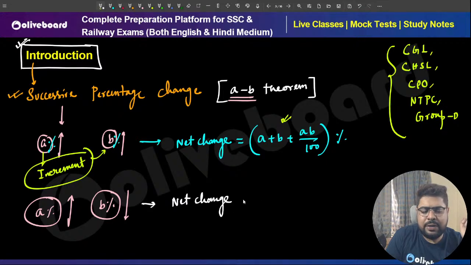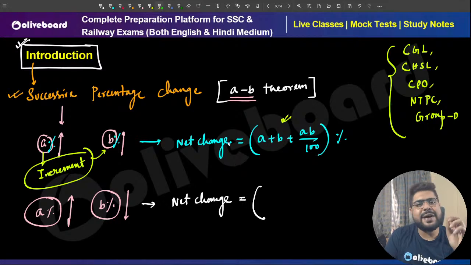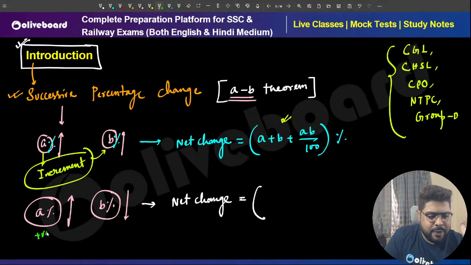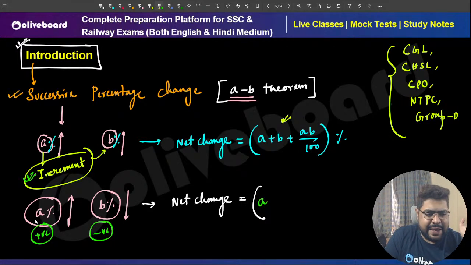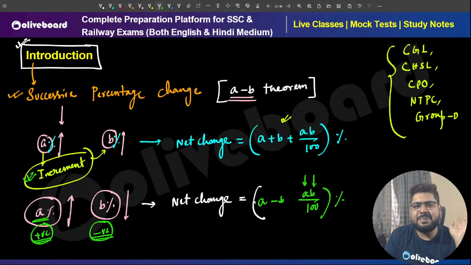You don't need to learn anything else. The AB theorem only has one sign convention. If it is upward, meaning incremental, we put plus. If it is decremental, meaning the value is decreasing, we put a minus. So A is positive, B is negative, so it will be A minus B, and A times B divided by 100. Now what will be the sign here? This is A multiplied by B, so plus multiplied by minus is minus here.